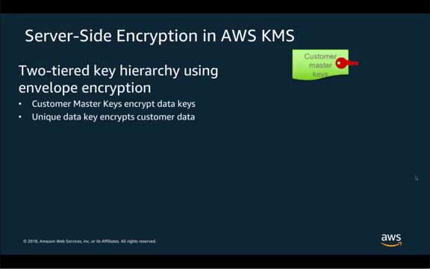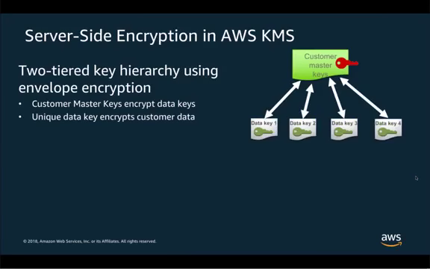AWS KMS creates a data key, which is unique, encrypts it by using the master key, and sends both the plain text data key and the encrypted data key to Amazon S3. S3 encrypts the object using the plain text data key and then removes the plain text key from memory as soon as possible. Then S3 stores the encrypted data key as metadata with the encrypted data.